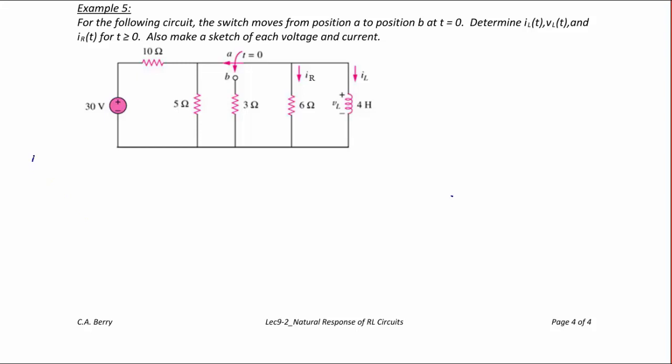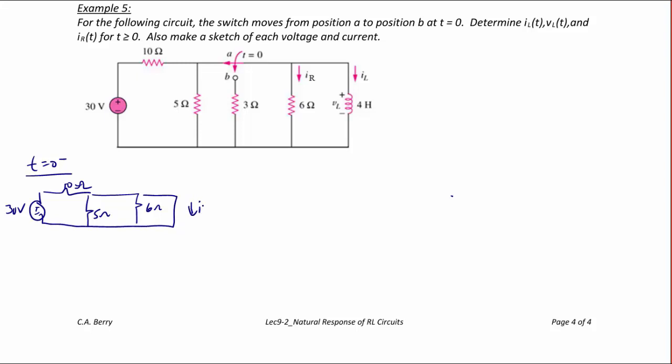So for t equal to 0 minus, we have DC steady state conditions. So we have a 30 volt source in series with a 10 ohm resistor. We can skip over the 3 ohm resistor because it's not attached. But we do have a 5 ohm resistor here. And then it goes to a 6 ohm resistor. And I have a short circuit for the inductor. And I'm looking for IL of 0.